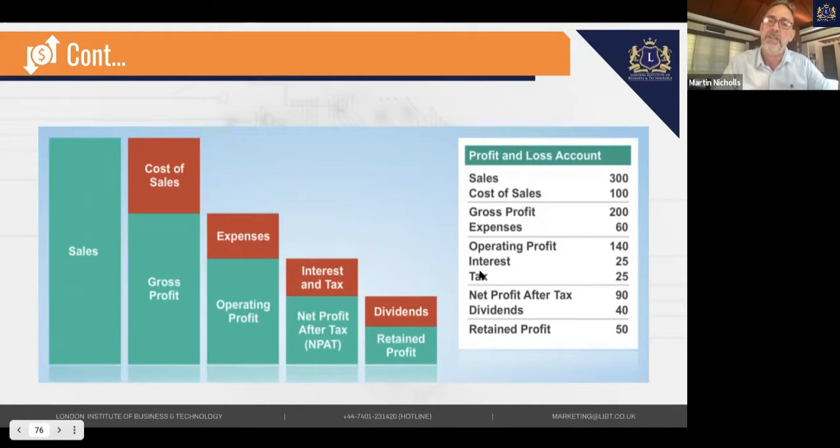Take off the interest and tax from that, we get our net profit after tax. Take off the dividends from that, we get the retained profit. And in Australia, for example, there's corporate taxation on your retained profit.